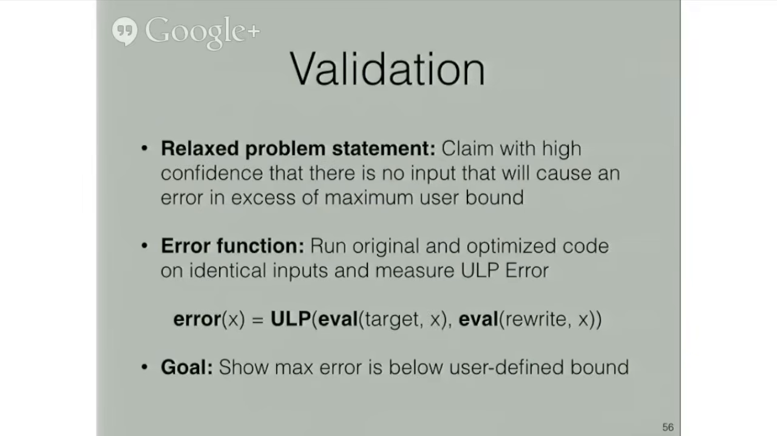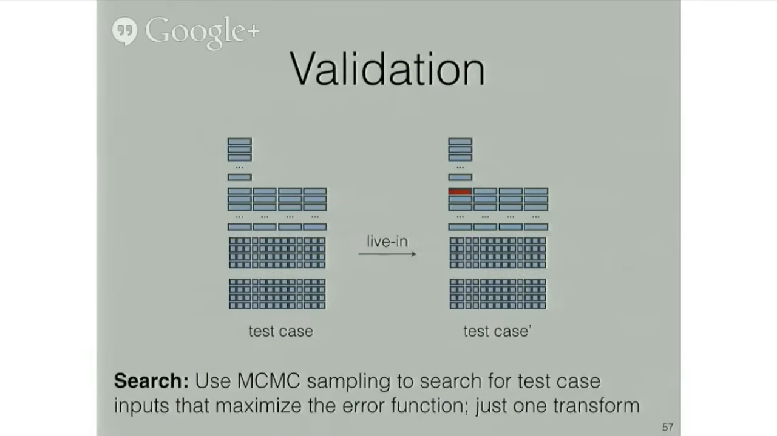Encoding this goal is easy. We just define an error function that counts the ULP error in live outputs between the target and the rewrite on a test case. And once we have that encoding, all that remains is to solve now for the maximum value over all possible test cases and check that it's below the user's upper bound. In general, we could expect this function to be poorly behaved and have no closed form representation. But, as I hopefully just convinced you, that's precisely the sort of problem that MCMC sampling is well suited to. In fact, compared to the formulation I showed you a moment ago for searching through the space of x86 code sequences, the formulation for this domain, searching through the space of all test cases, is much simpler.